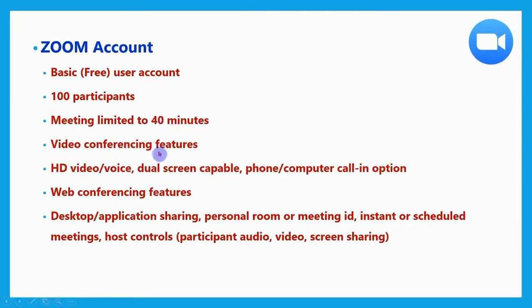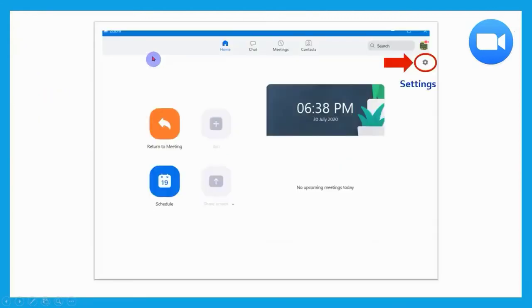Many video conferencing features are enabled, like HD video and voice, dual screen capability, phone and computer call options, and web conferencing features like desktop application sharing, personal room or meeting ID, scheduled meetings, and host control. That is, a participant's audio, video, and screen sharing can be controlled by the host. These are the features available in the basic Zoom account.